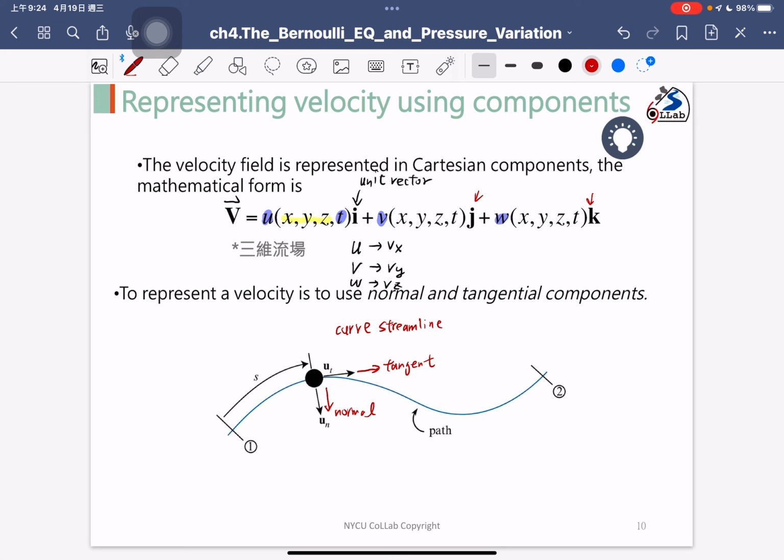So sometimes it just depends on your streamline shape. If the streamline is a linear straight line, you can use x, y, z to understand the velocity field. But if you change it to a curved streamline, you may change the components to the tangent and the normal directions. Okay? So that's some ideas if we are wondering how to describe the flow velocity field. We can use the formula shown on the slide.